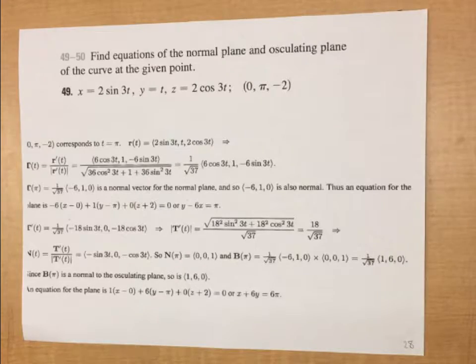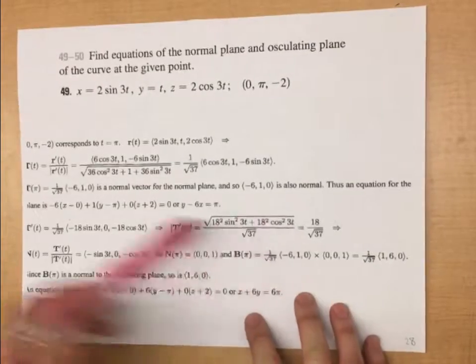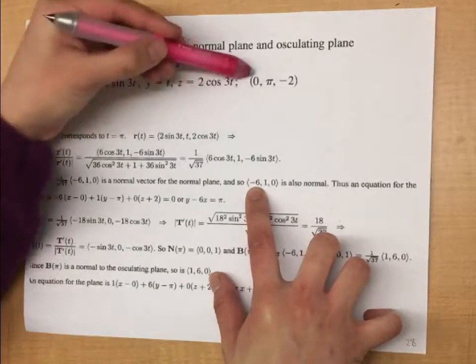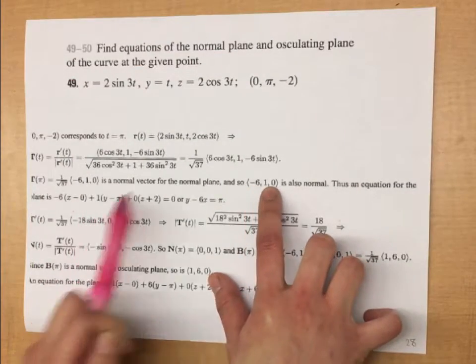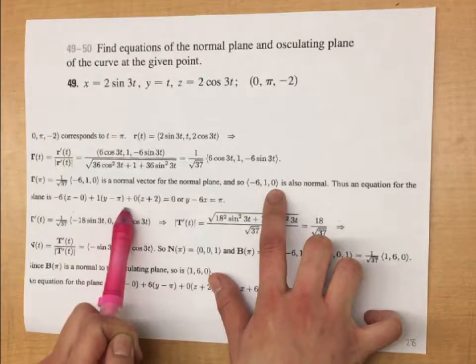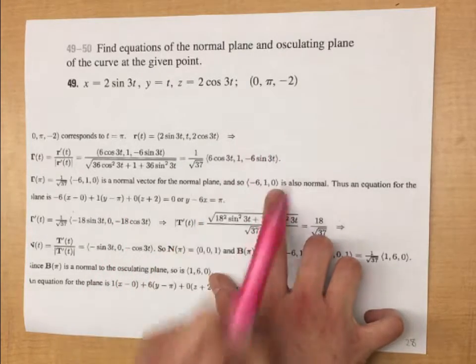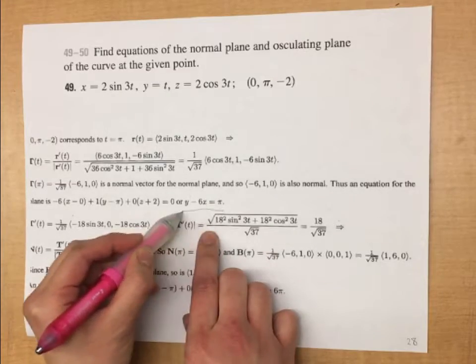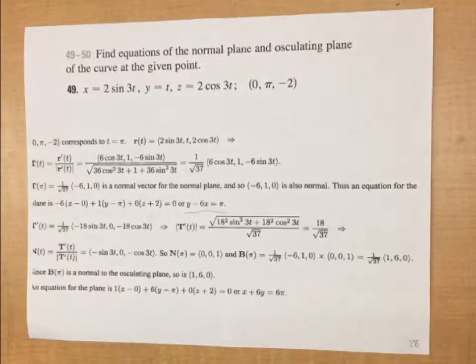Thus, the equation for the plane is we plug that into these points. So it would be -6(x minus 0) plus 1(y minus pi) plus 0 times (z plus 2) equals 0. Or simplify that, and we get y minus 6x equals pi.